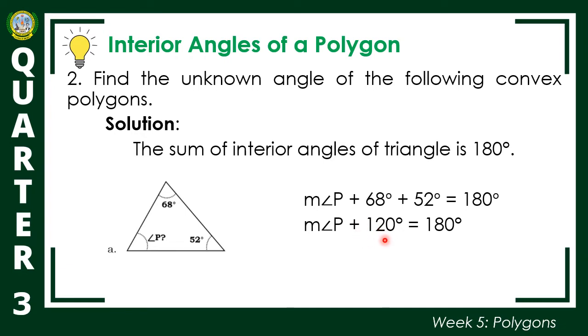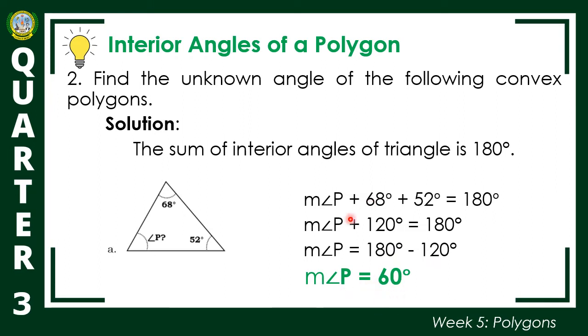So, para maalis po natin yon, we are going to subtract 120 from both sides. And since we subtracted already 120 from the left side, wala na po siya dito sa ating left side. Okay? The measure of angle P, yun na lang yung natira. And then, 180 minus 120 degrees will give us 60 degrees. And this now is the measure of angle P. Okay? So, ganun lang po ang ating gagamitin.